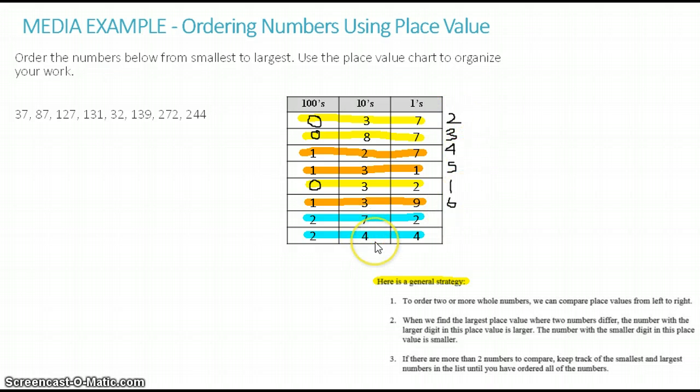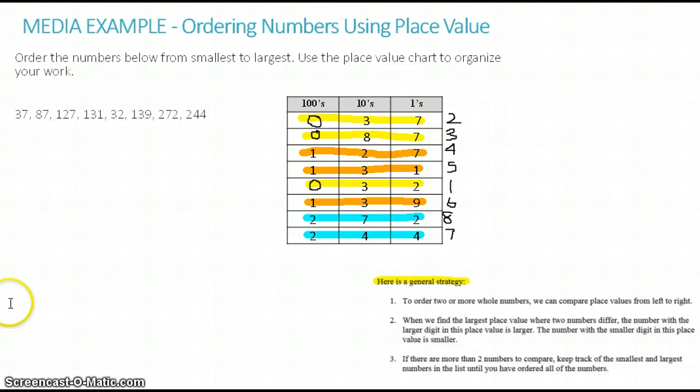We have 2 remaining, and we know they're the largest. We just have to see which is the very largest. So 2's in the hundreds place. In the tens, this has a 7 and this has a 4. So this number is the largest and this is the second largest. So the last number we used was 6. So this will be 7th in our ordering, and this will be the 8th.